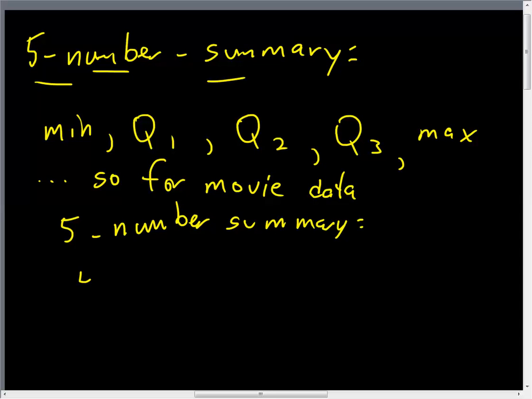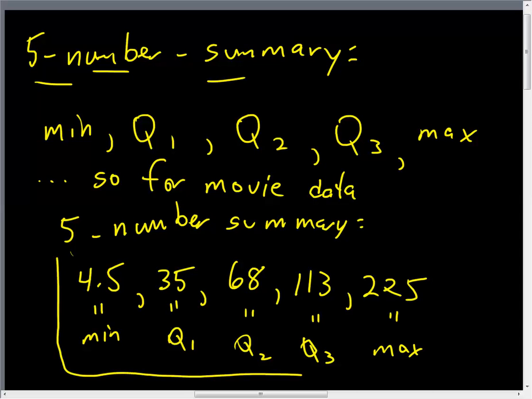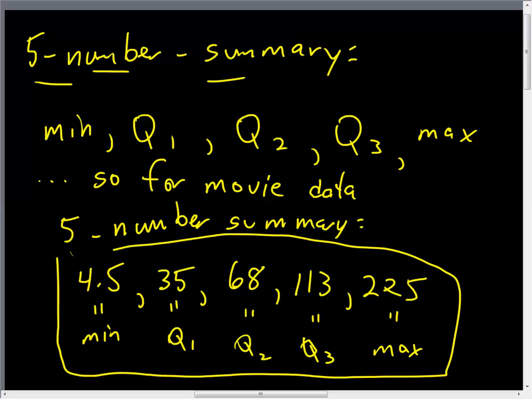is, well, if you look at the minimum value on the list, it's 4.5 in millions. The first quartile was 35 million. The second quartile was 68 million. The third quartile was 113 million. And the fourth quartile was 225 million. Alright, probably should label these min, Q1, Q2, Q3, and the max value here, and this is my 5-number summary.